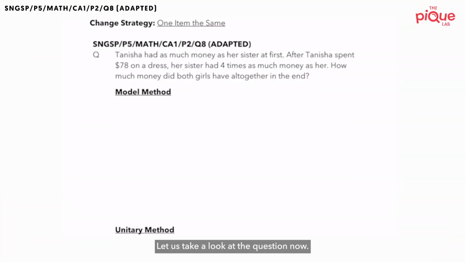Let us take a look at the question now. In this question, the change strategy that we are going to employ is one item the same. And I'm going to read the question with you first. So in this question, we have two people. We have Tanisha and we also have her sister.